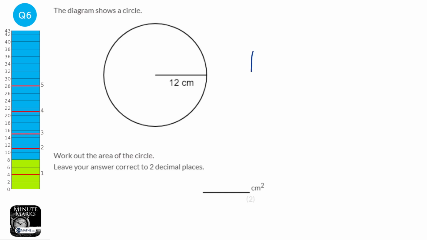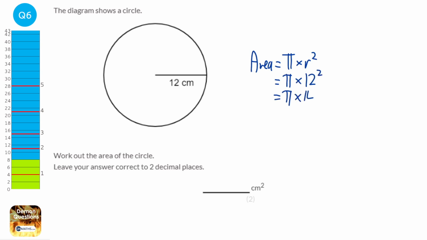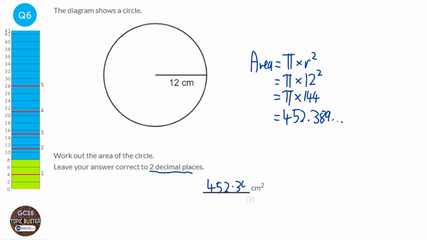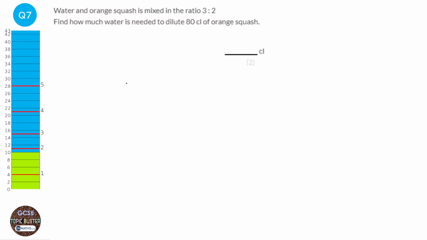To find the area of a circle, we use the formula area equals pi r squared, or pi times r squared. We're given the fact that the radius is 12, so it'd be pi times 144. Type that into the calculator and you get 452.389 blah blah blah. And the question asks us to round it to 2 decimal places, so that would be 452.39.